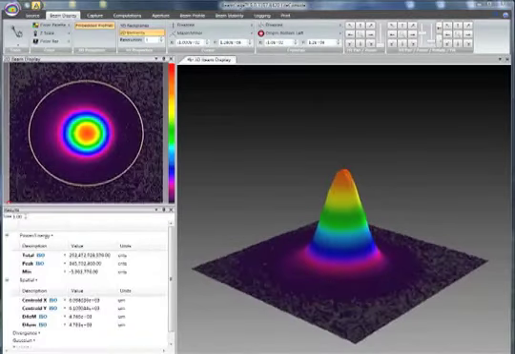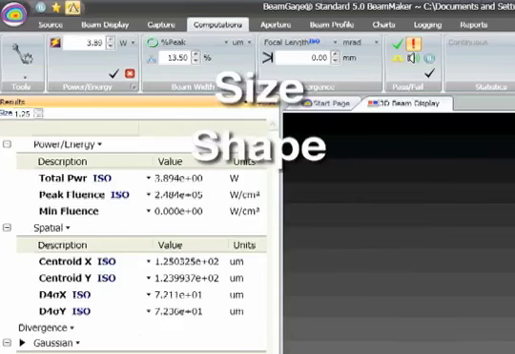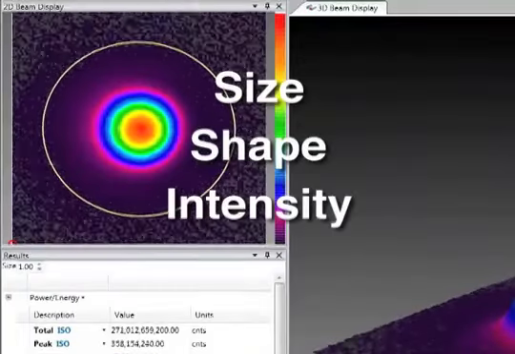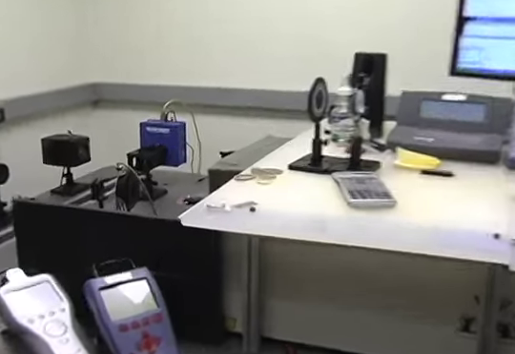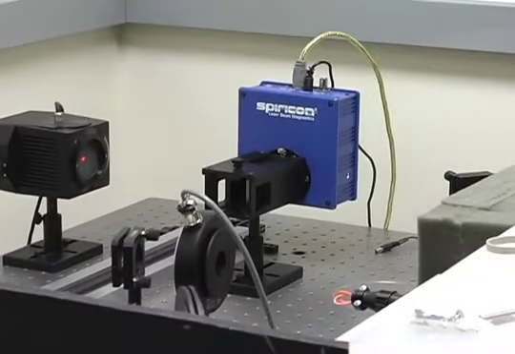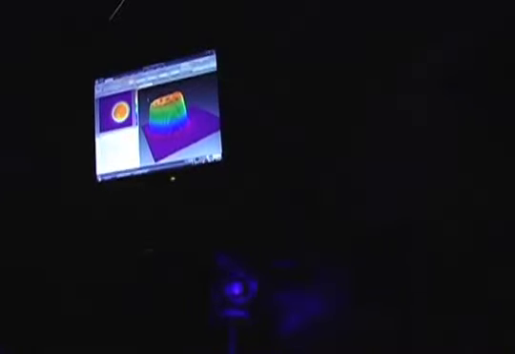Precise measurements of beam characteristics are made with the profiler, including size, shape, expected intensity distribution, and beam divergence. The beam profiler takes all of the physics, science, thermodynamics, and electronics that produces a laser beam and makes precise two-dimensional measurements.